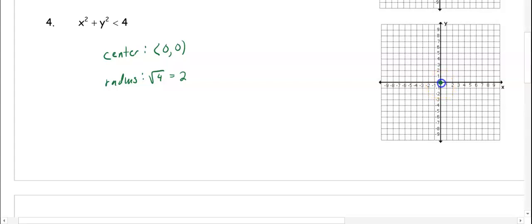So I'm going to plot the point at (0, 0). I'm going to go up 2, right 2, down 2, left 2. And I'm going to connect those 4 points. Oh, but I'm not going to connect them yet. A less than symbol means that those solutions are not included. So we are going to have a dashed circle.